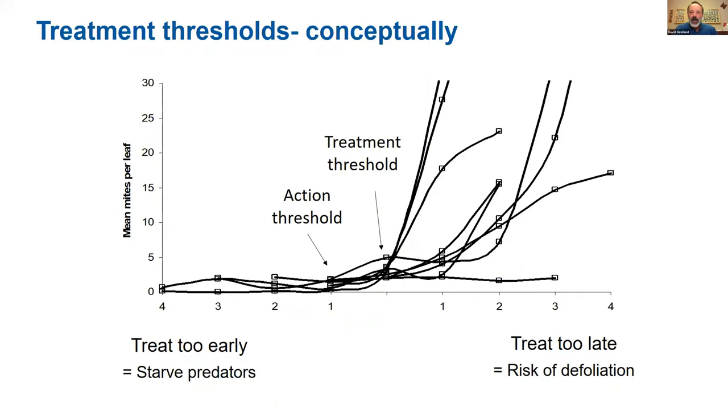So, the concept of treatment thresholds. These are data over time from a bunch of untreated almond orchards. And you can see typically what mites do is there's this sort of slow build. There's still a few, you kind of see them, half per leaf, one for every so many leaves. And then just something happens.